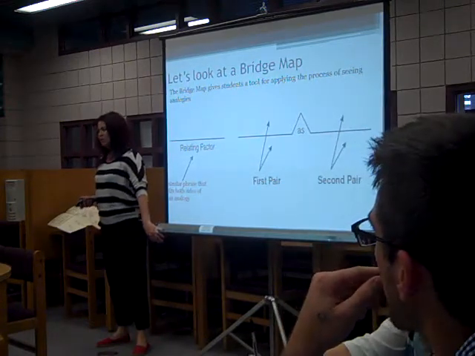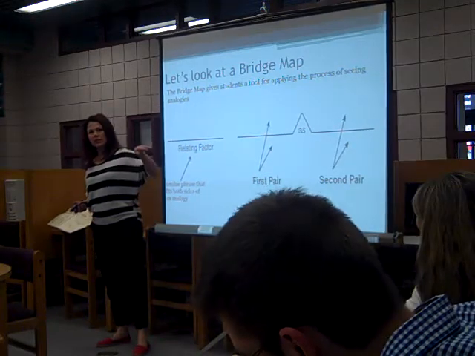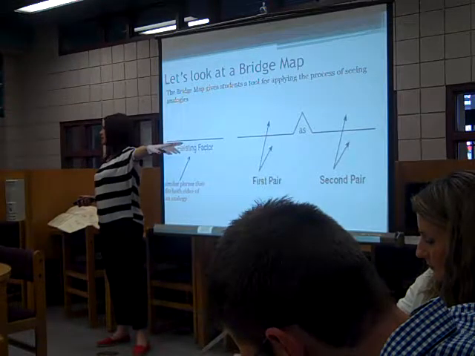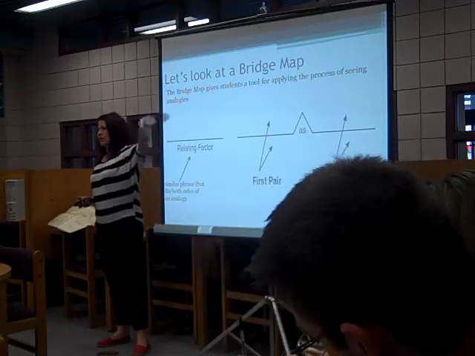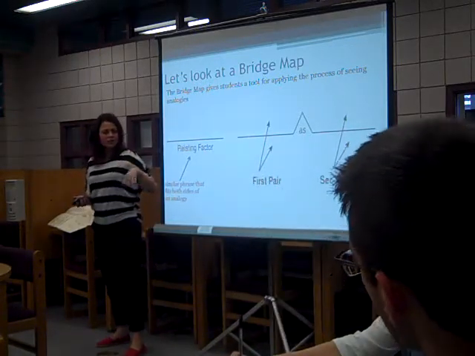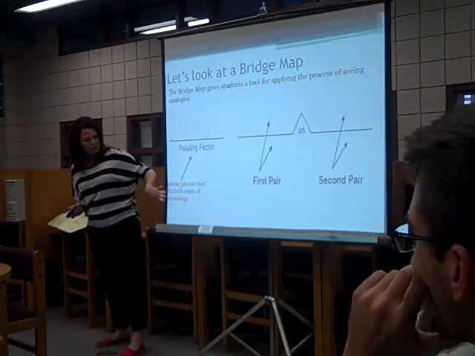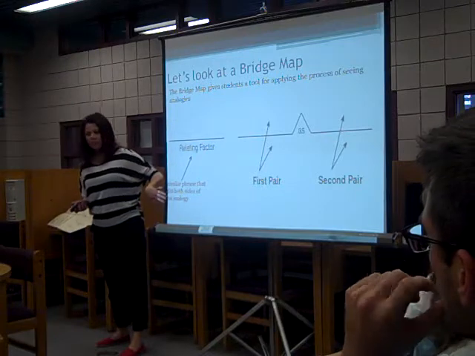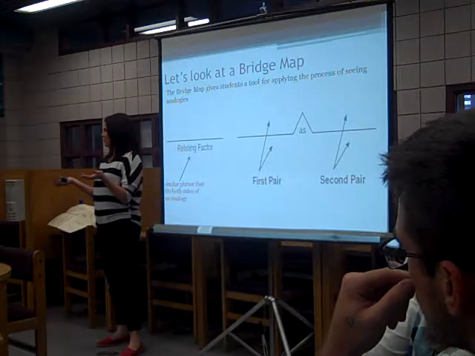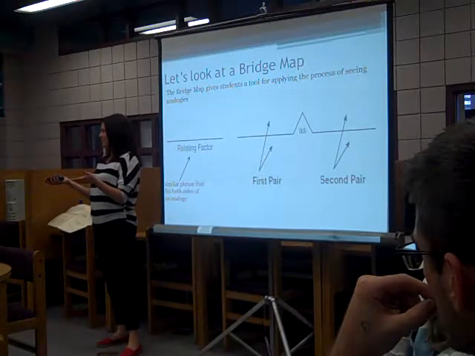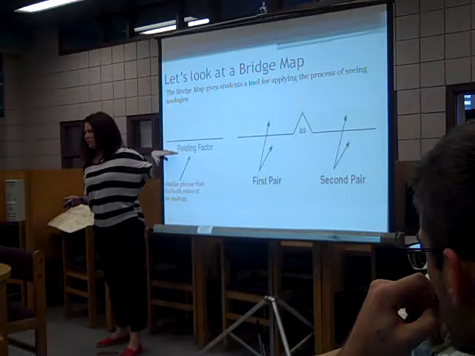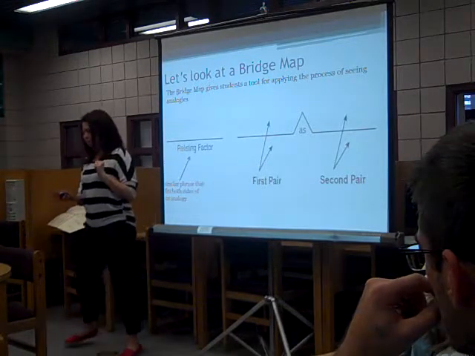And you always are going to have a relating factor, which is going to be off to the left of the bridge. This is just a simple example, but it can go on forever and ever, depending on how many pairs you might have. Your relating factor is going to be a similar phrase that fits both sides of the analogy. Right now, you might be thinking, oh, this is like in math, an equation or a ratio, so you could say proportion. So it's kind of similar in that way as well. Okay. Let's look at some examples.